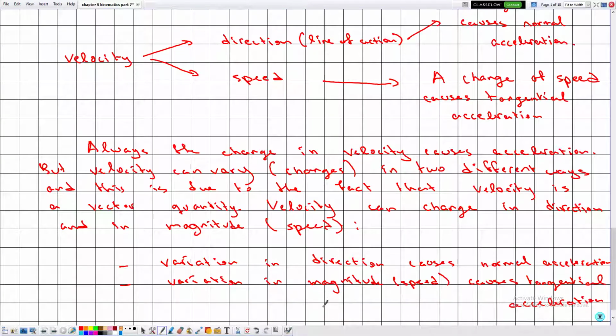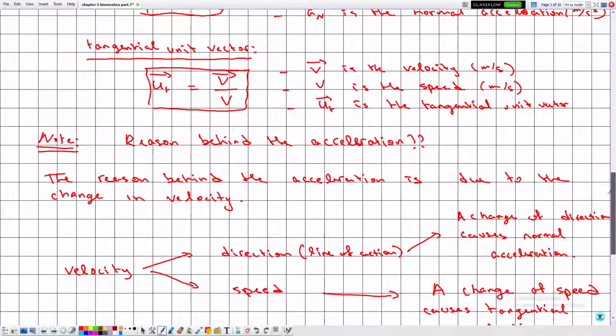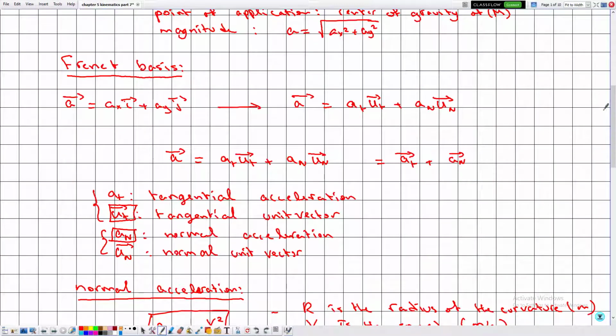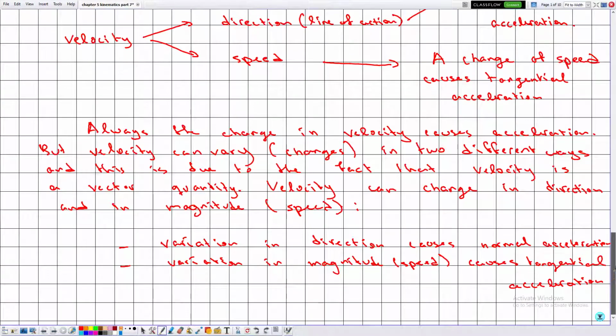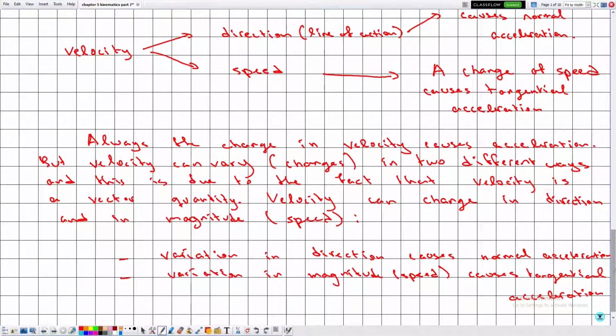After justifying the reason why there is acceleration, which is due to the change of velocity, which is the change of direction or change of magnitude, for this reason it's more convenient sometimes to decompose the acceleration into the Frenet bases. Okay, so one should always keep in mind that the acceleration may not only be due to the change in speed, but also due to a change in direction.